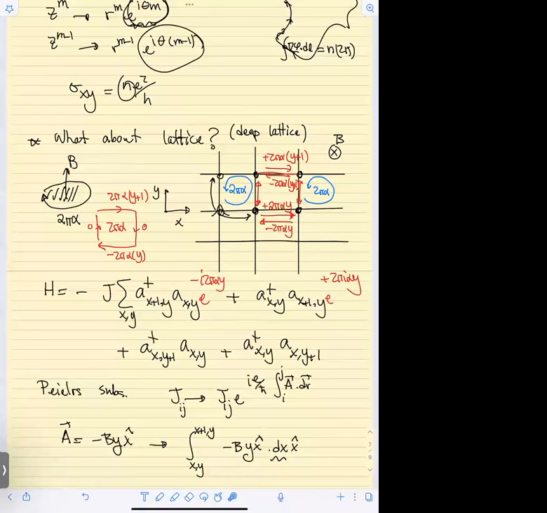Okay, so regardless of the periodicity, if a particle is in a magnetic field, every time it makes a loop it acquires a 2 pi phase. Exactly. Okay, that was the question.